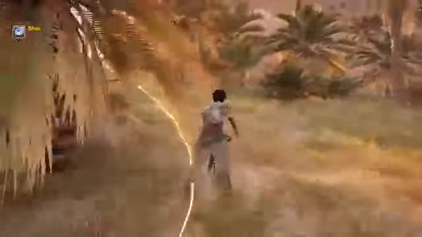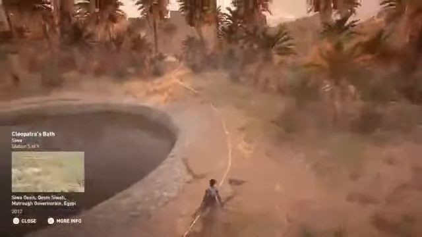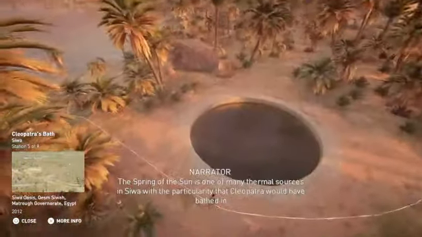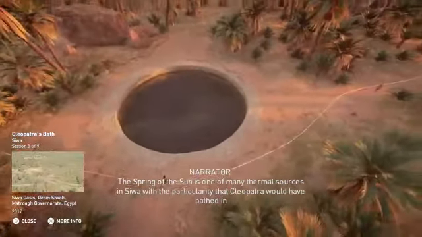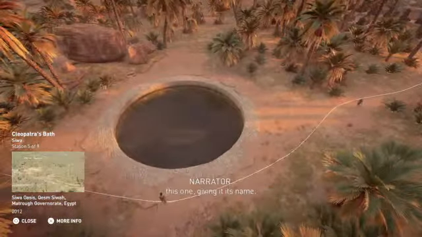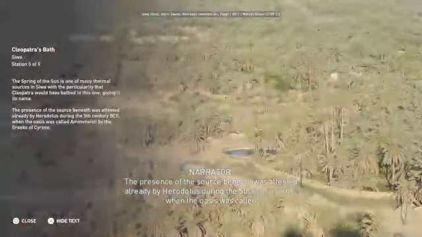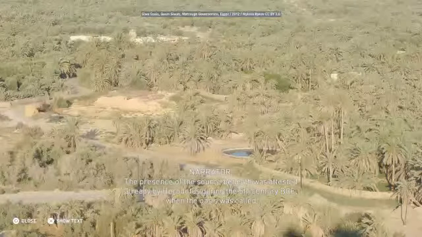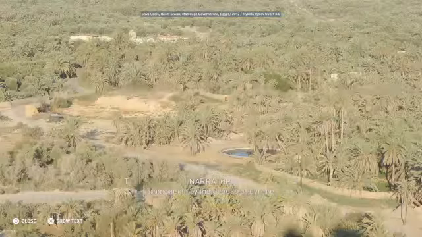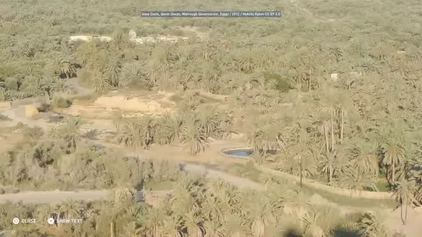We are going to go to the next location. The Spring of the Sun is one of many thermal sources in Siwa, with the particularity that Cleopatra would have bathed in this one, giving it its name. The presence of the source beneath was attested already by Herodotus during the 5th century BCE, when the oasis was called Amuneion by the Greeks of Cyrene. And there you see it, right there.